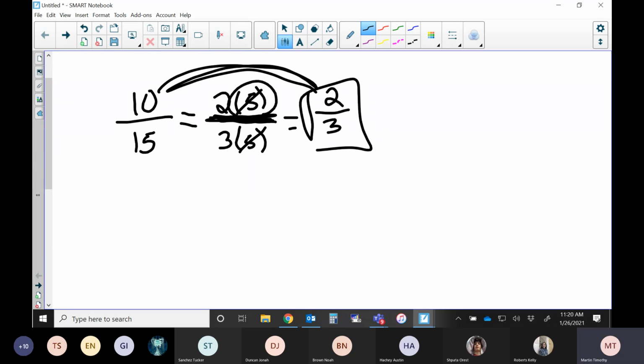As long as you have something on top that has something common at the bottom, you can cancel it out. But it has to be identical, right? Or you could do it here. What do 10 and 15 have in common? 5 goes into both of them. 5 goes into the top 2 times, 5 goes into the bottom 3 times, and you still end up with 2/3. So different ways of showing your work, but you should get to the same answer.